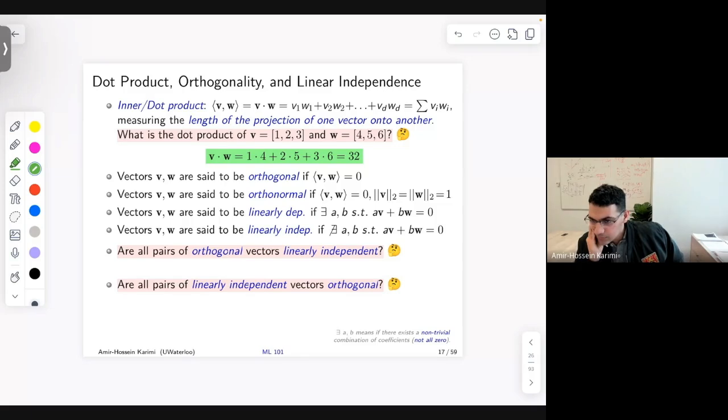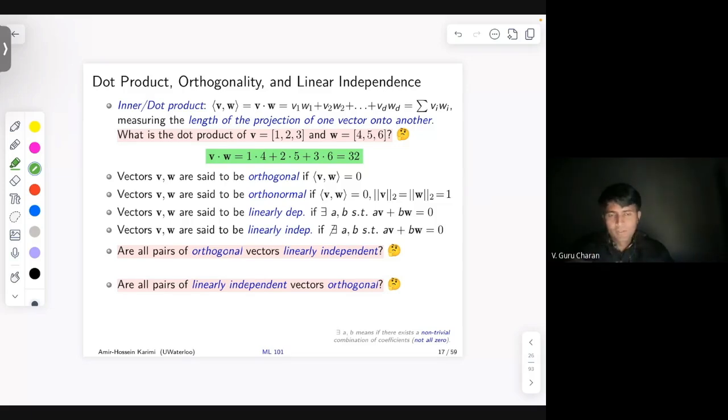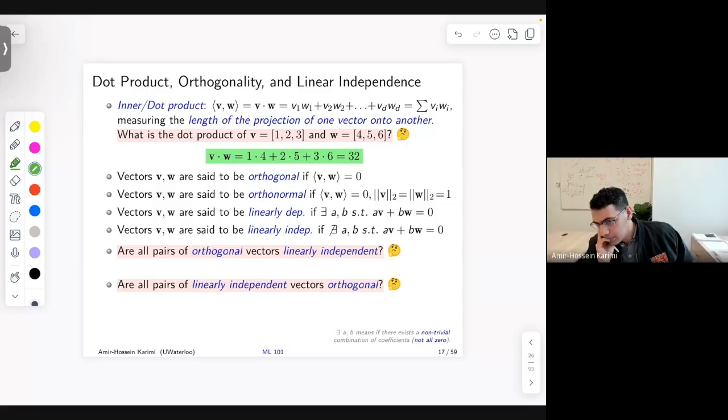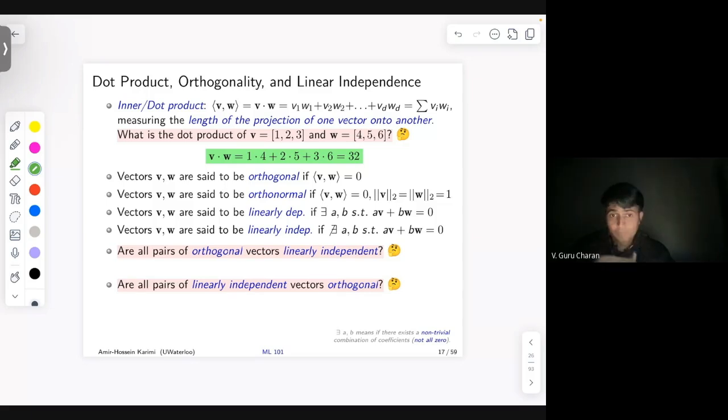So the first question answer is yes, because if the vectors are orthogonal, then they cannot be expressed as scalar multiple of each other. Okay. Sorry. Yeah. So orthogonal vectors are linearly independent.